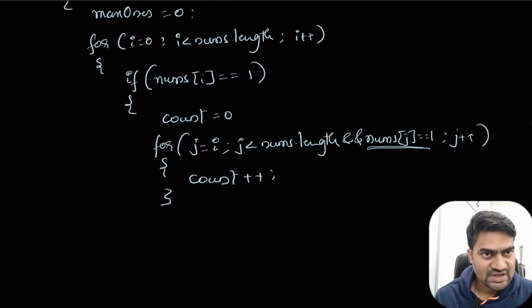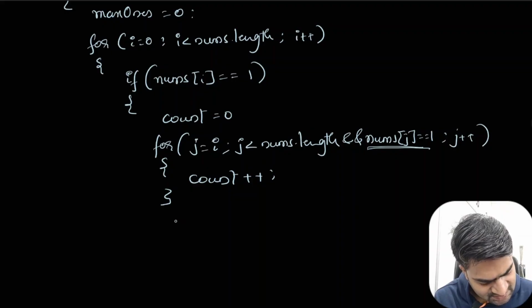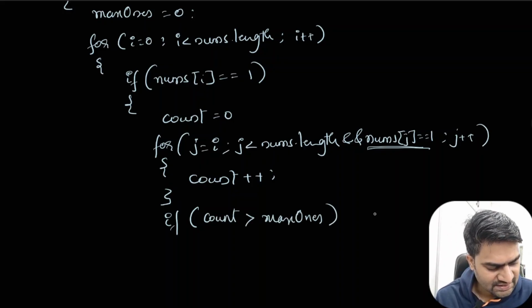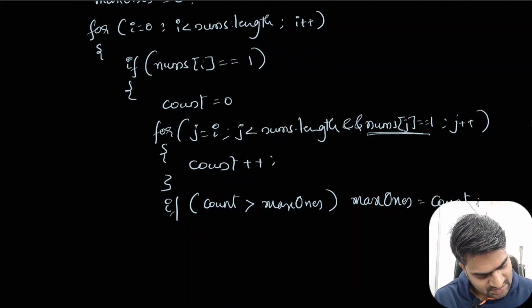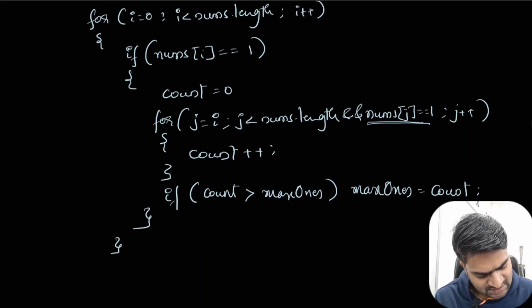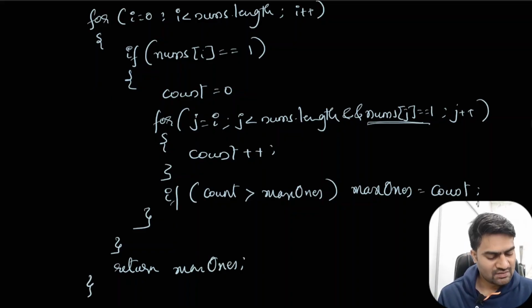Once it stops, when it gets 0 or when it gets exhausted, we will simply check if count is greater than max ones. If that is the case, we will simply update max ones equal to our count. Then we will close this particular loop, we will close this one, then we will return max ones from here. Okay, so this is how.